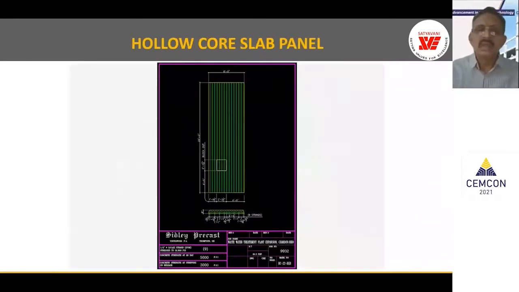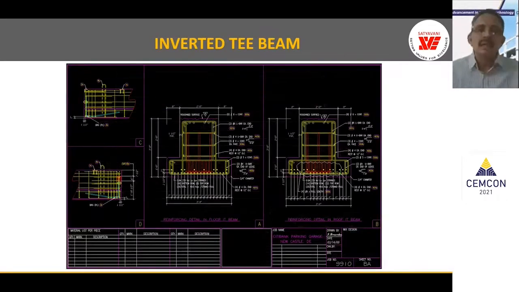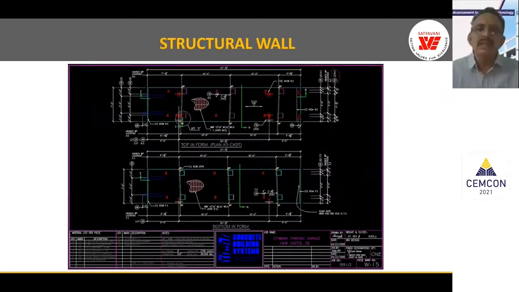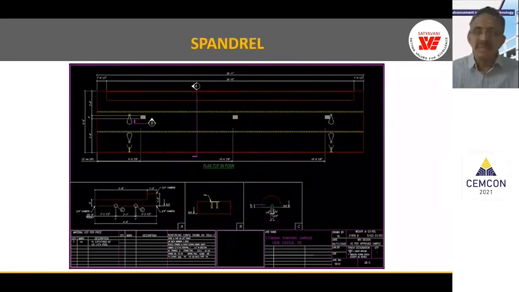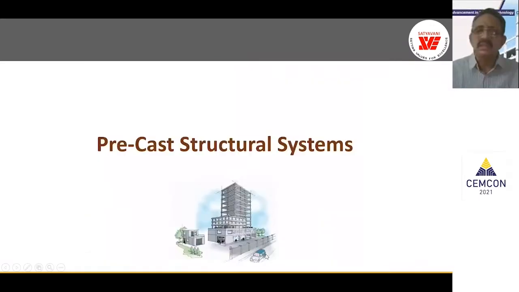And this is a hollow core drawing, and these are inverted T-beams, and this is the detailing of the inverted T-beam, and the structural wall panels, and the spandrels, the edge beams, and the stair. In the stair, you can see how we have given the stripping, stacking, transportation and handling of this stair. They're all shown in the drawing.